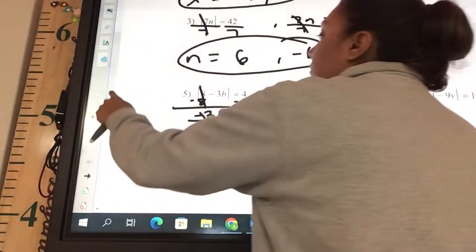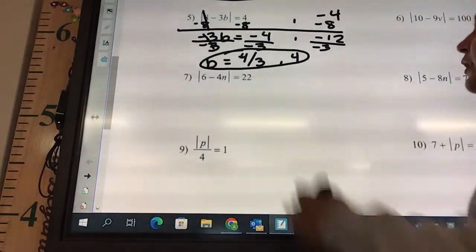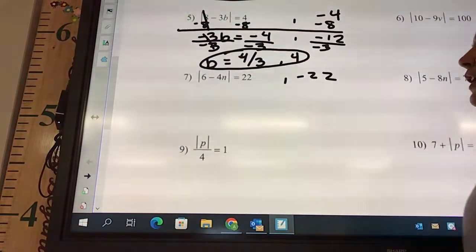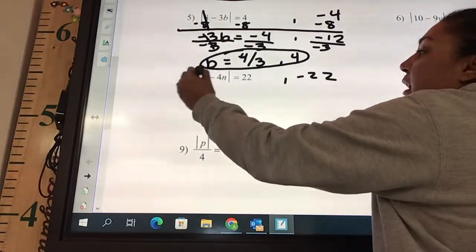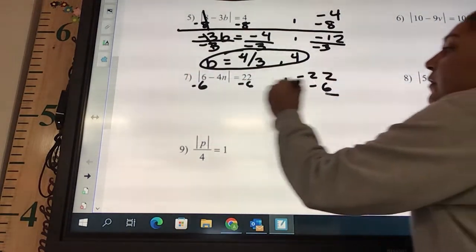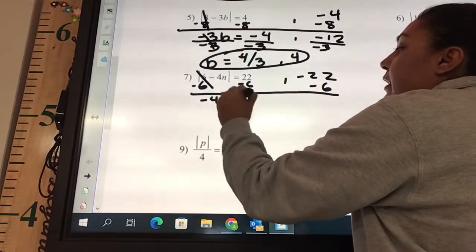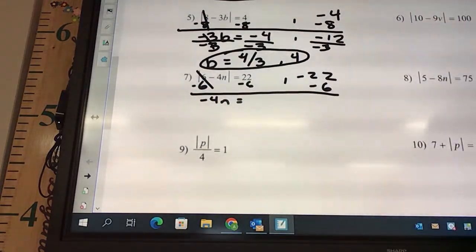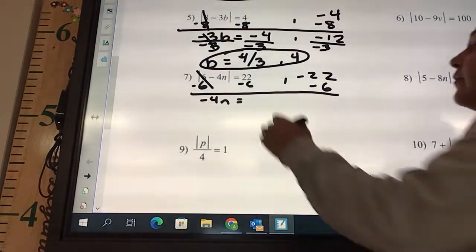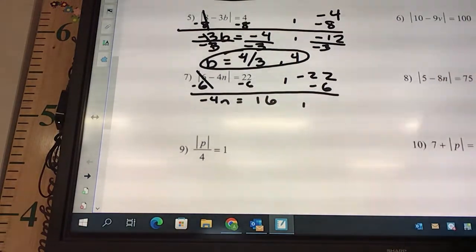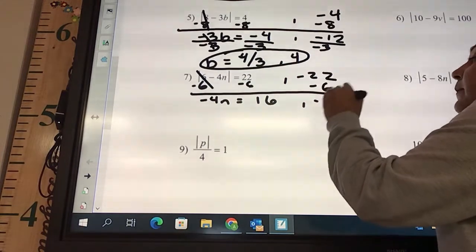Don't use a pen then. Okay, 7. We're going to say comma, 22, negative. Okay, and then we're going to say minus 6. So I get negative 4n equals, what is 22 minus 6? 16. Negative 22 minus 6 is negative 28.